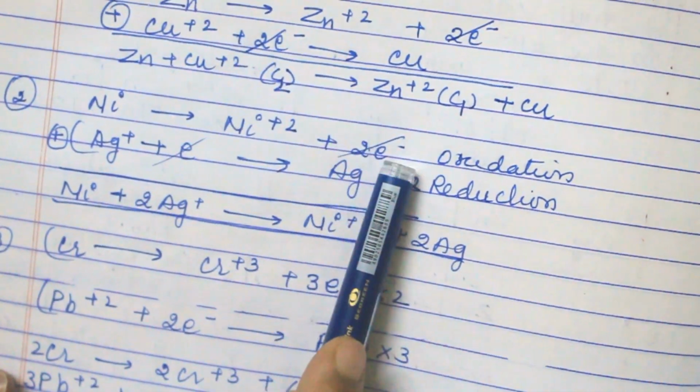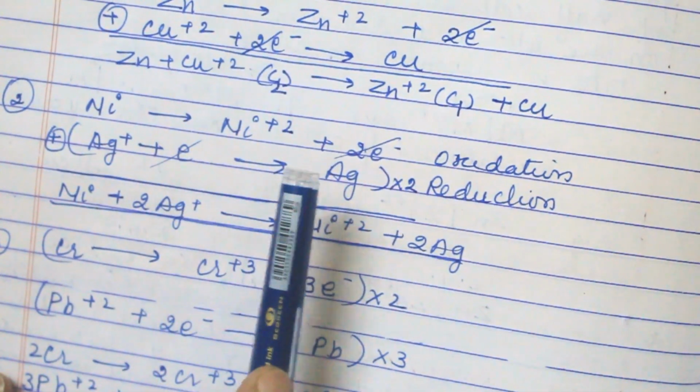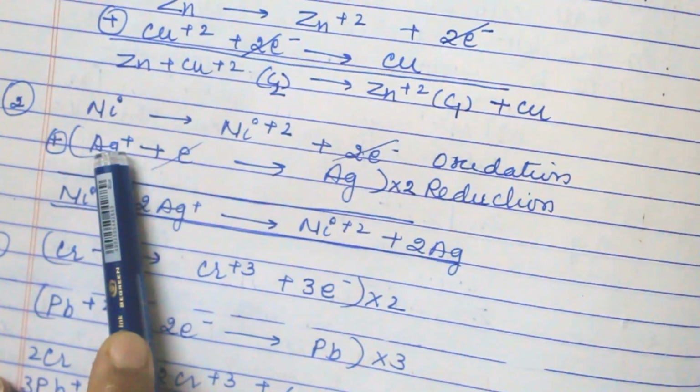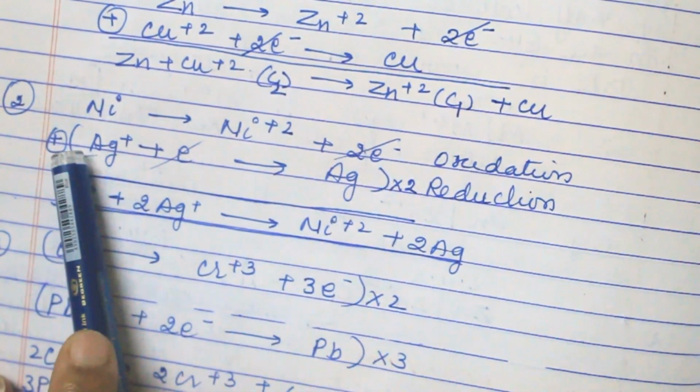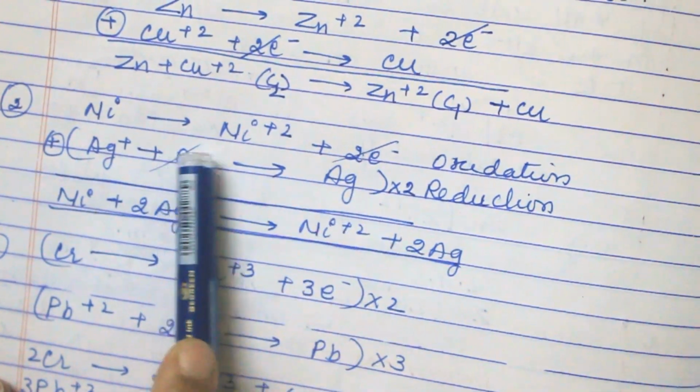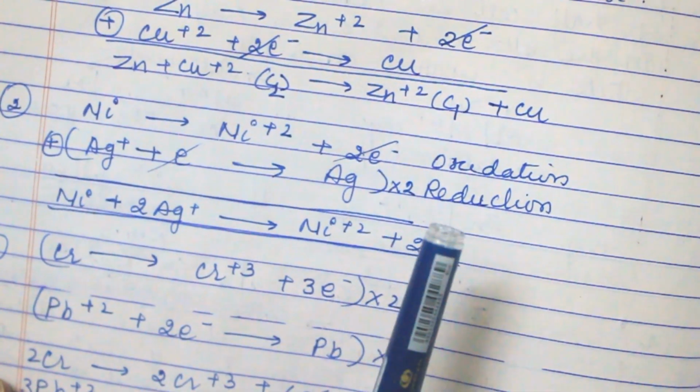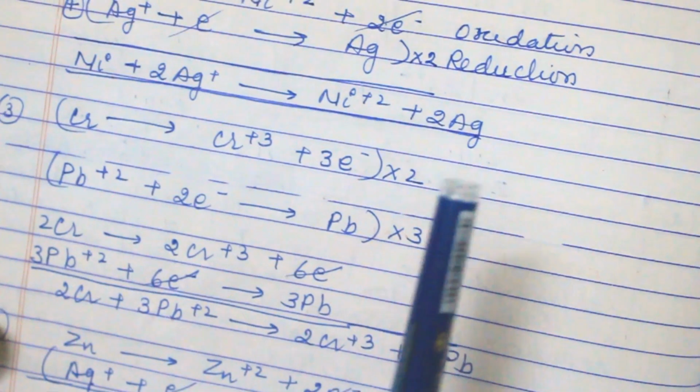Again, nickel releases 2 electrons, but Ag has only 1 electron. So we multiply the second reaction to balance the electron number. So this is the final net reaction.